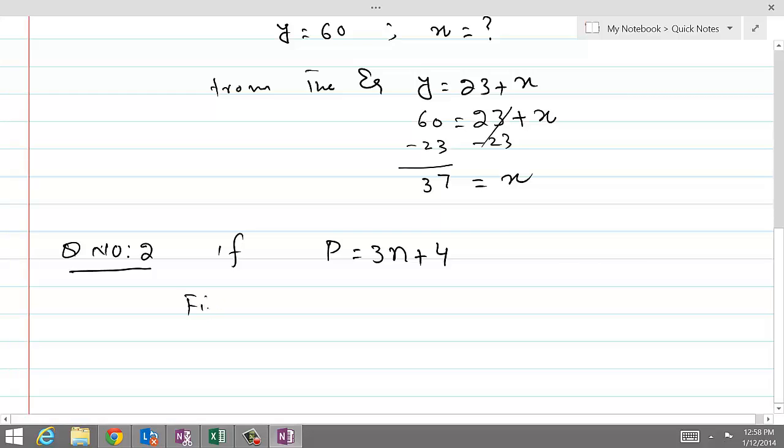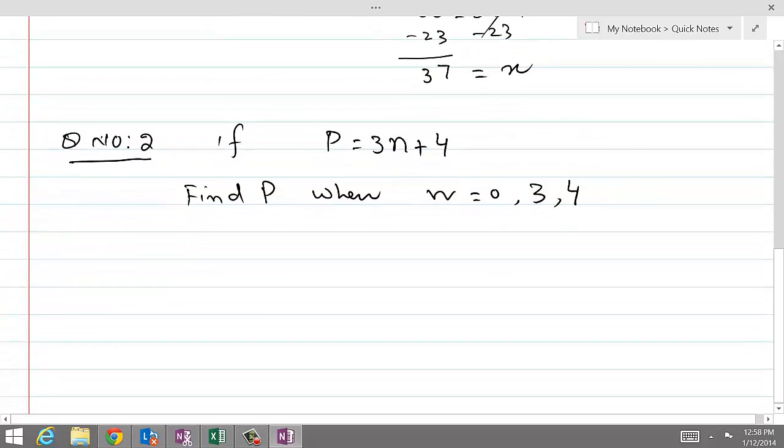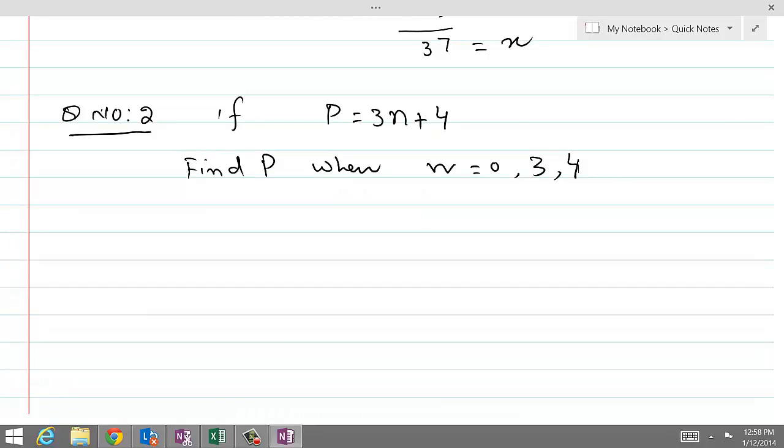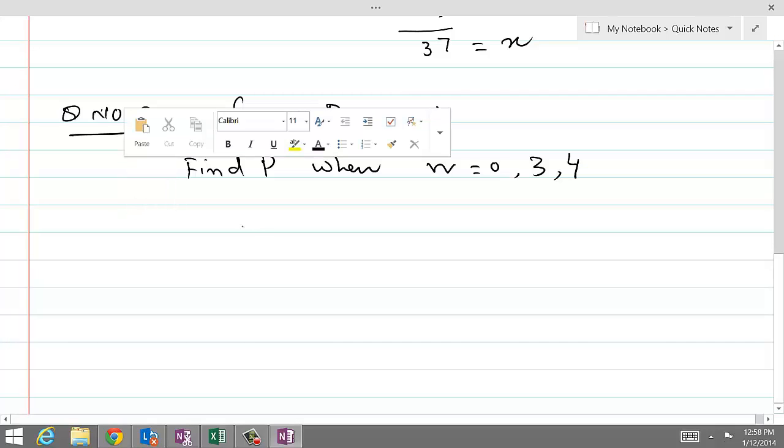Find p when n is equal to 0, 3, and 4. This is not one question. These are actually 3 questions now. We want to find out p when n was 0, and we want to find out p when n was 3, and again we want to find out p when n was equal to 4. Let's divide this into 3 different sections here.